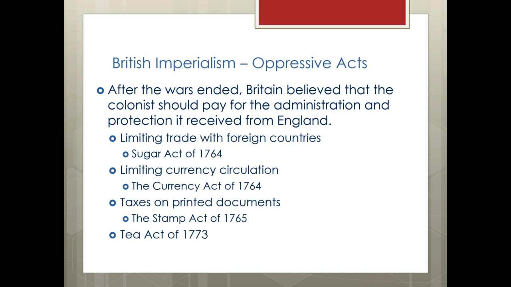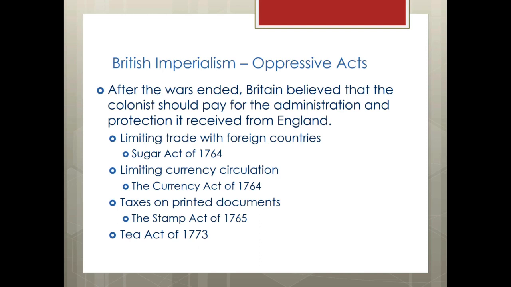The other thing that affected the colonist decision to unite against Britain, which it was beginning to view as a common foe, was that Britain believed that the colonists should pay for the administration and protection it had received from England during the French and Indian War. So Britain also had lots of debts from the French and Indian War as well as the Seven Years' War. And it viewed the colonists as part of its imperial dominion over which it could seek to obtain wealth. And so Britain began to enact a series of legislation that in essence taxed the colonists and limited their ability to engage in trade with other foreign countries.